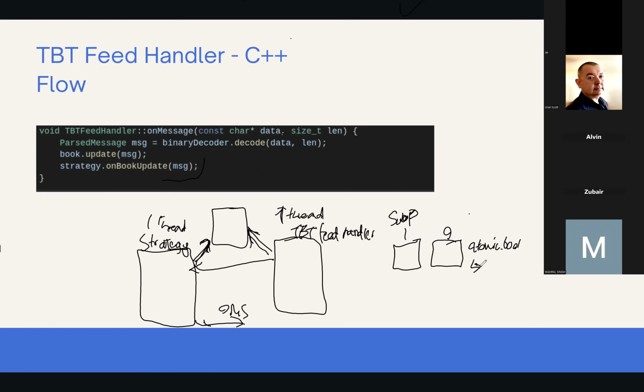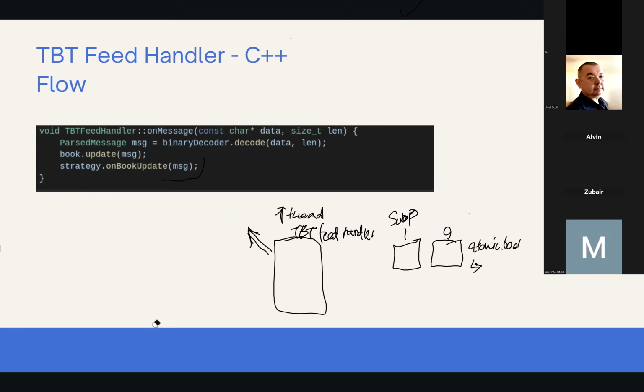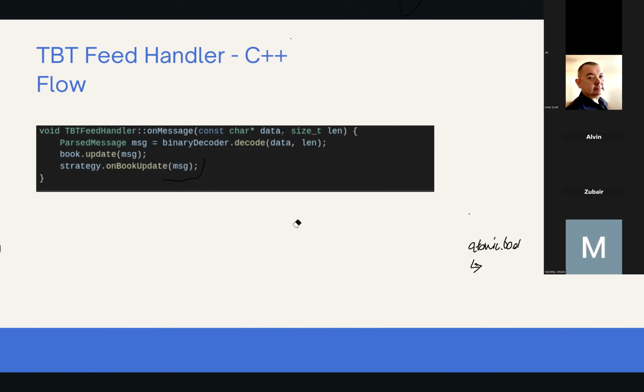So let's talk about this in depth later on. But the takeaway from this is the TBT feed handler can have a lot of different objectives based on the kind of strategy that you are deploying. But the most important part is you have to build the book as fast as possible.